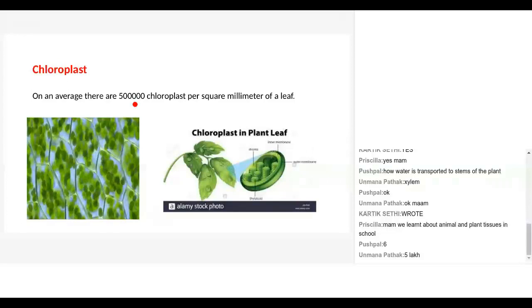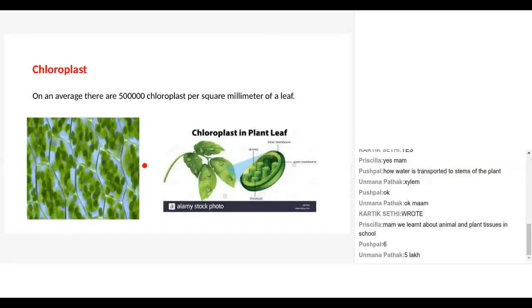chloroplasts. Just imagine, chloroplast is nothing but a pigment. These green dots that you see are basically chloroplasts. So there are 50 lakh chloroplasts per square millimeter of a leaf, which gives it a green shade. That's the reason why a leaf looks green, dark green, light green. A few leaves have yellow on the border and green in the middle. There are yellow veins, there are whitish veins. There are different kinds, right? It depends on the way the chloroplast is spread out on the leaves.